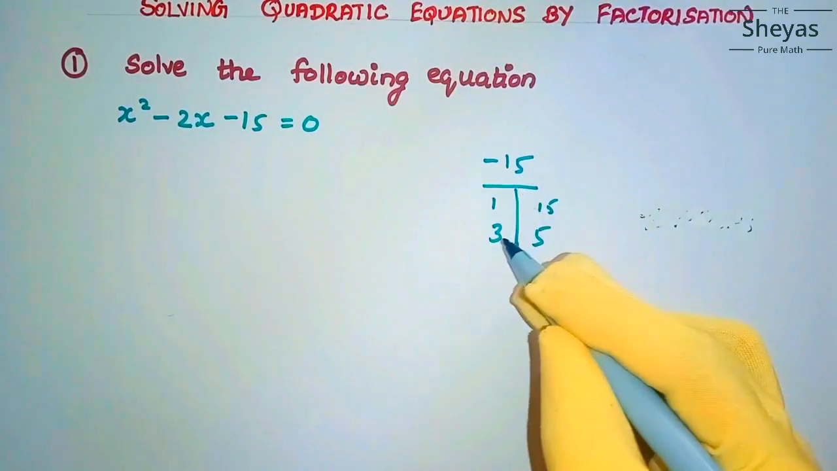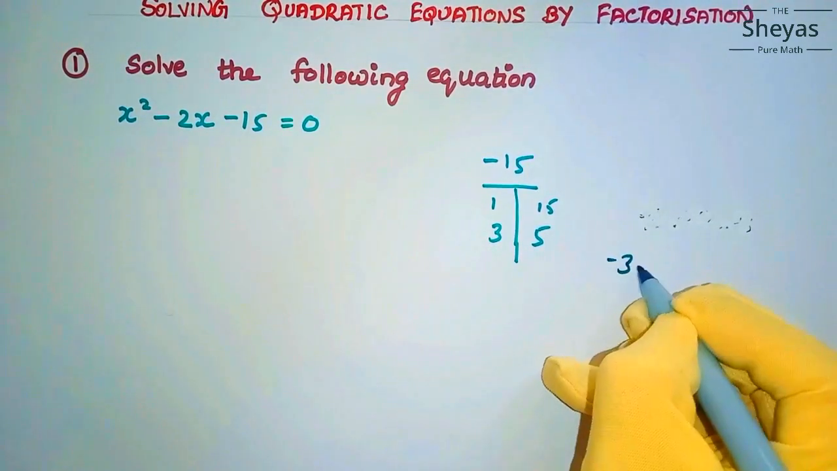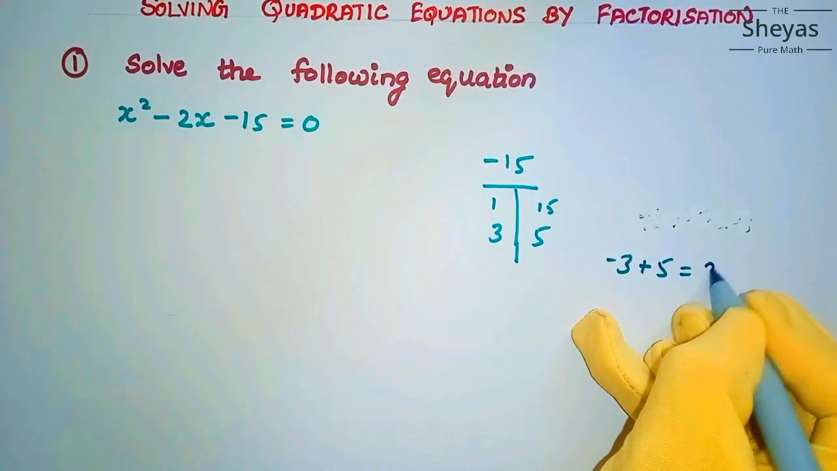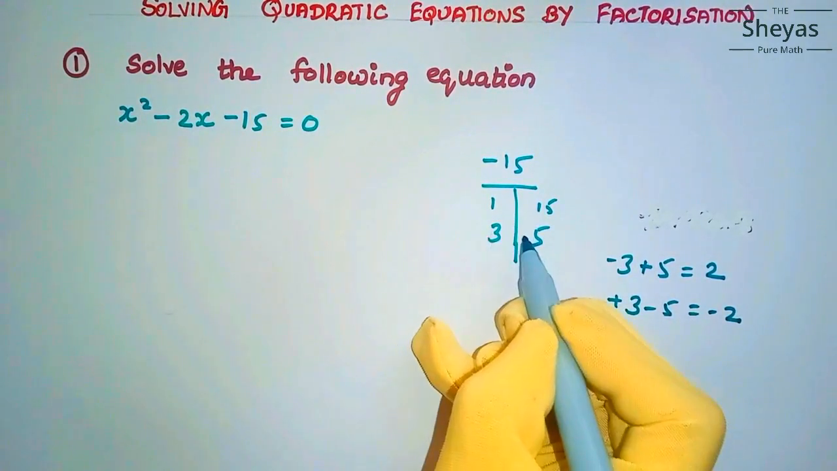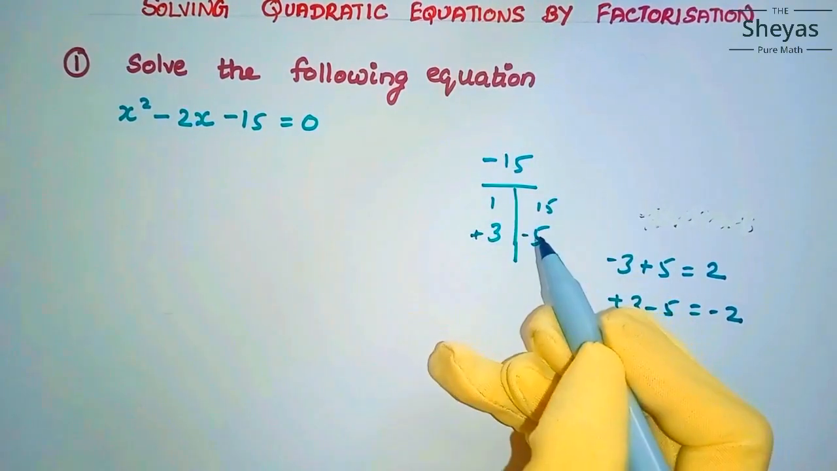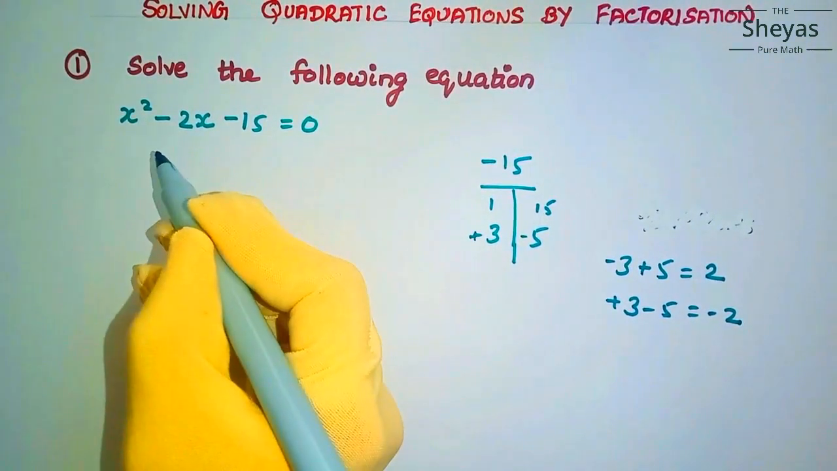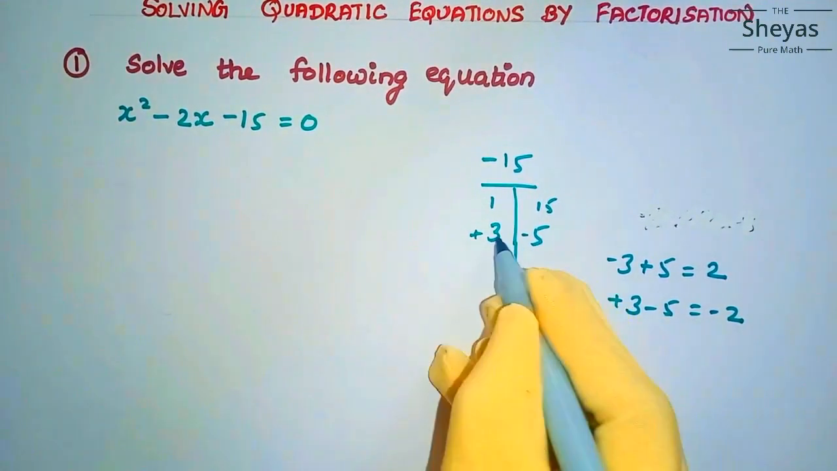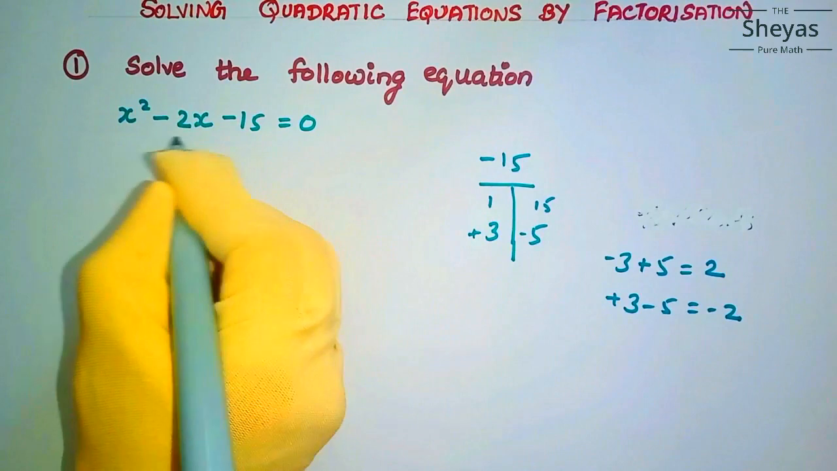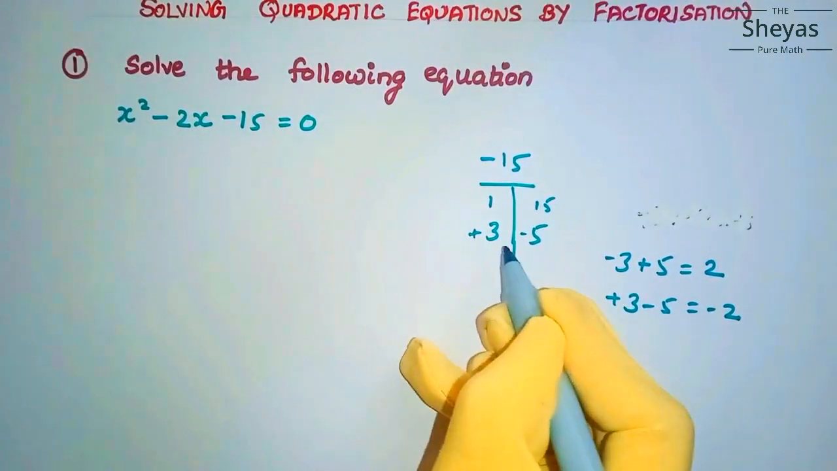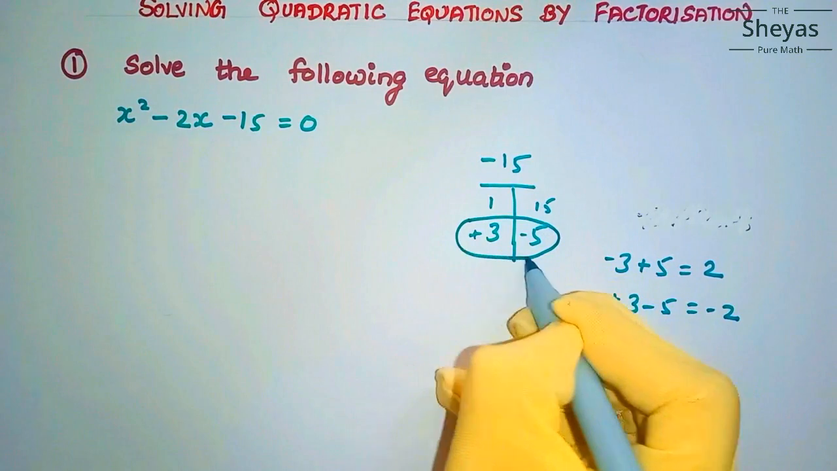For getting minus 15, you need to put at least one term negative, that is minus. So minus 3 plus 5 will be plus 2, and plus 3 minus 5 will be minus 2. However, if you put plus 3 and minus 5, 3 into 5 is minus 15. If you put minus 3 and plus 5, again it will be minus 15 only. But you need to get the middle term, that is B. Therefore you have to select plus 3 and minus 5, so that if you multiply, you will get minus 15, and when you add or subtract, you will get this B term, that is minus 2. So plus 3 and minus 5 will be minus 2. These are the required factors you have to take.